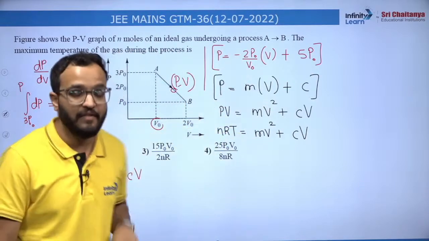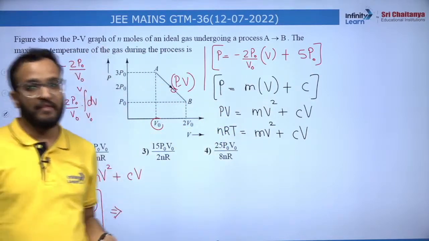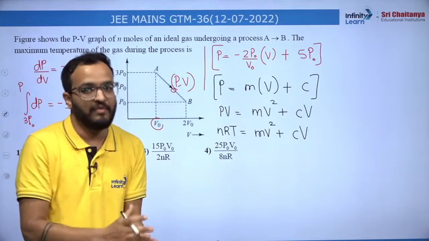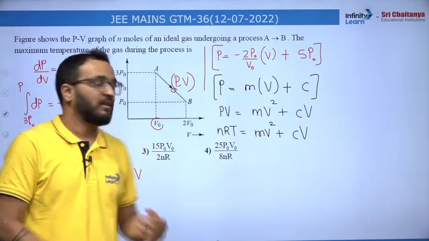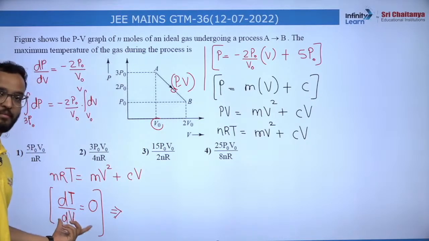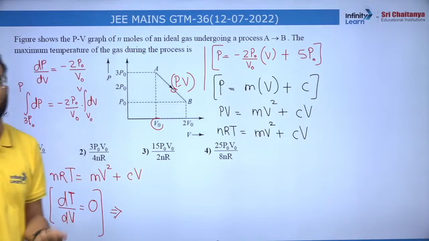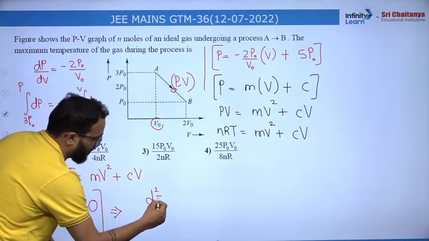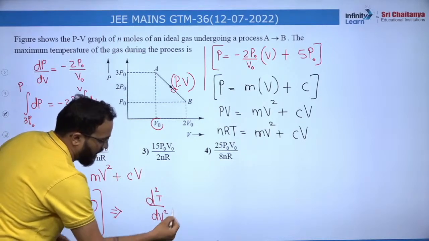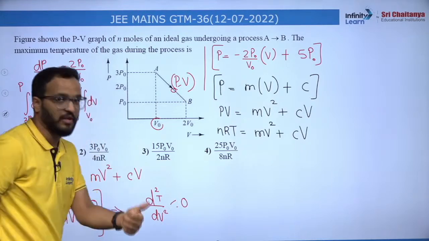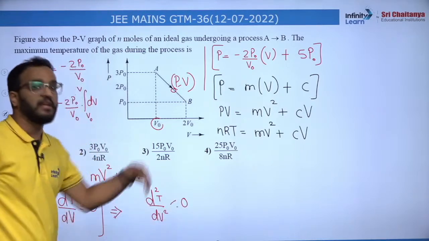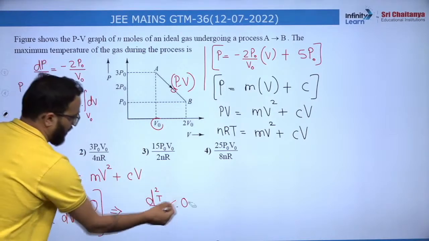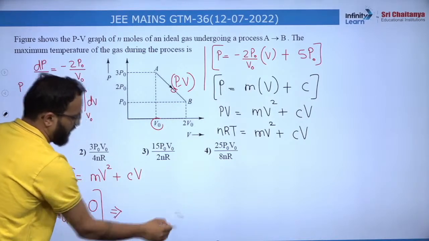d2T/dV square. If that double derivative of temperature with respect to volume comes out to be negative, that means yes, we are on the right path, and the temperature we get after this step will be the maximum temperature, the peak temperature. If this comes out to be positive, then the temperature will be minimum, not maximum. I hope this point is absolutely done and dusted.